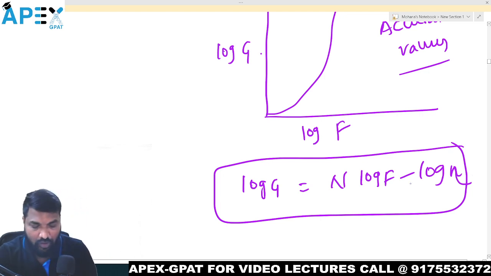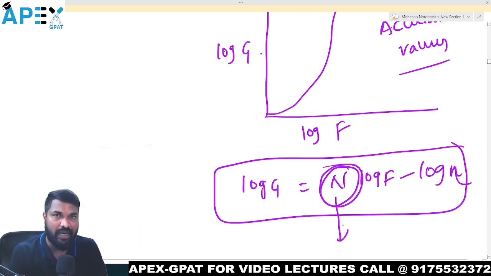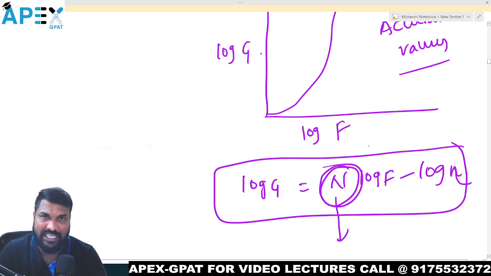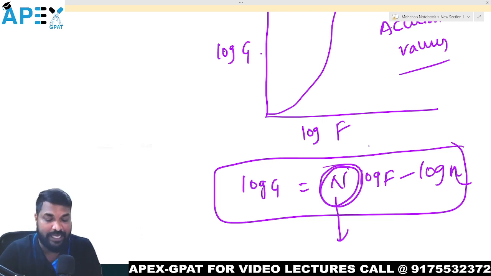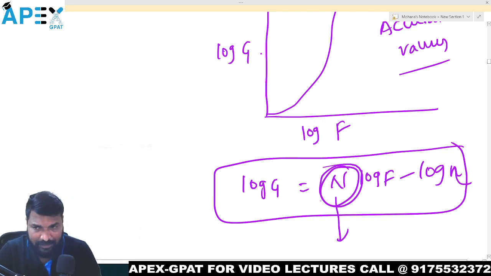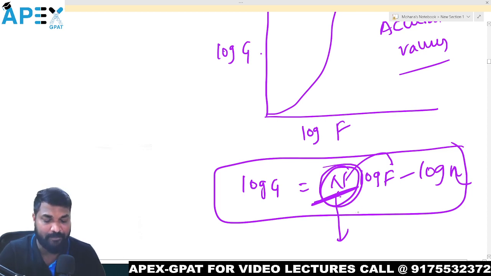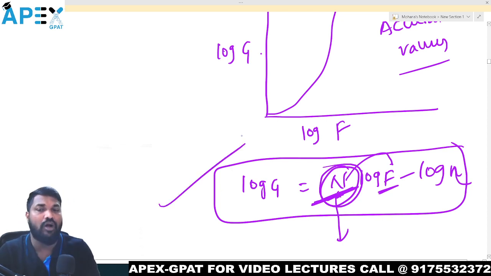Are you getting my point? So what is the N here? The N is a number. That is how much shear stress you are applying: 1, 2, 3, 4, 5. On the basis of the number of shear stress, the flow will be there. F is the shear stress. So by taking the logarithm, we will get the graph as a straight line.